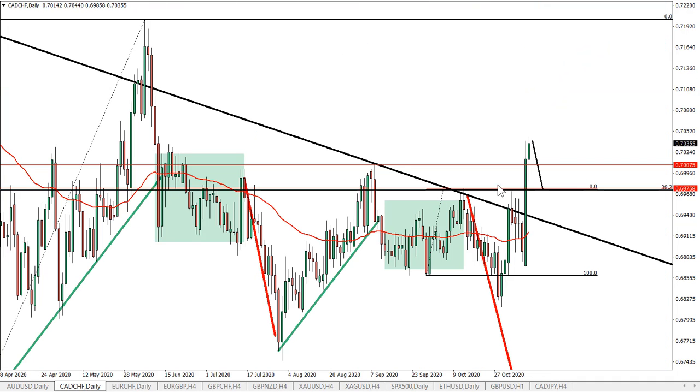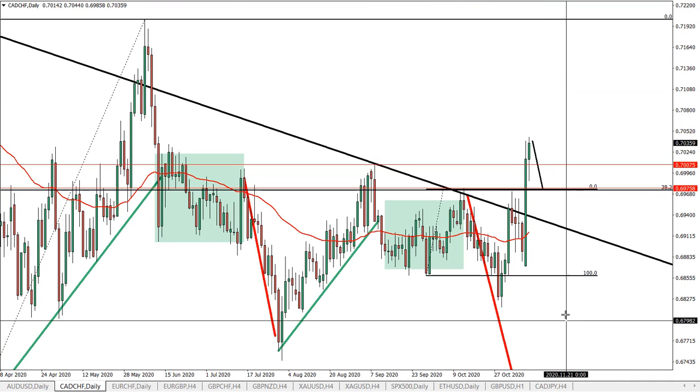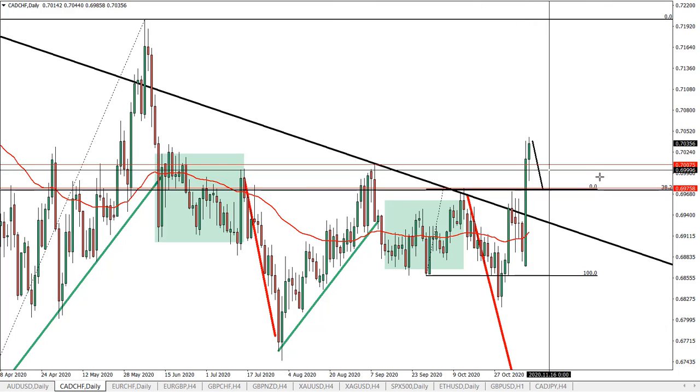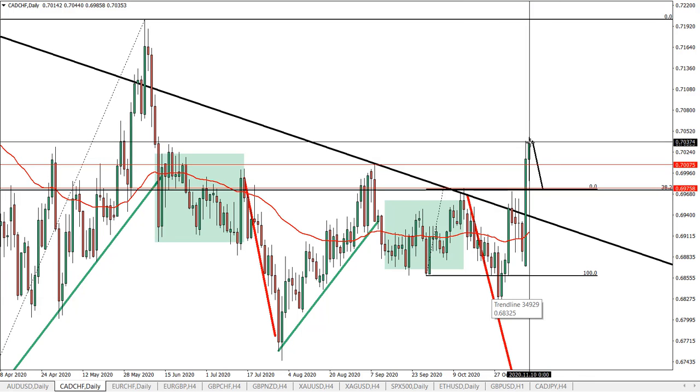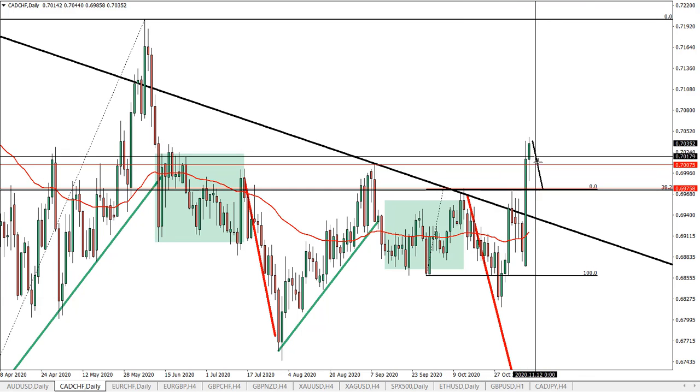Moving on to Canadian Swiss franc, this has been invalidated because we broke above the resistance. Nonetheless, because we're having Canadian Japanese yen, the Canadian weakness could push the price down, and we might see this sort of correction.